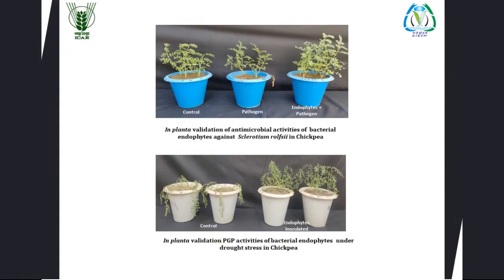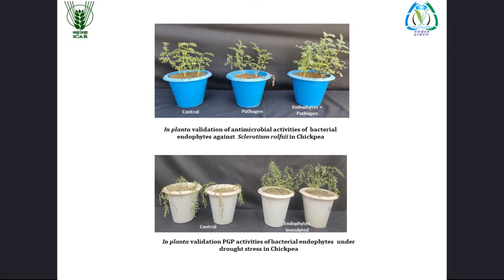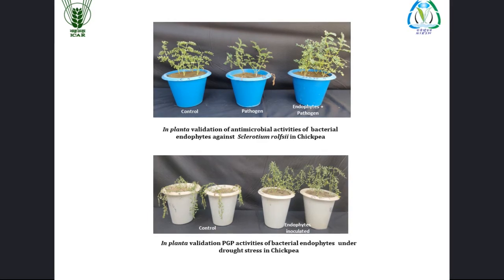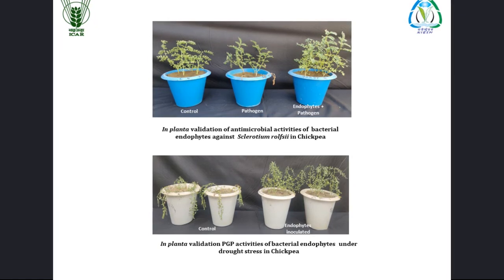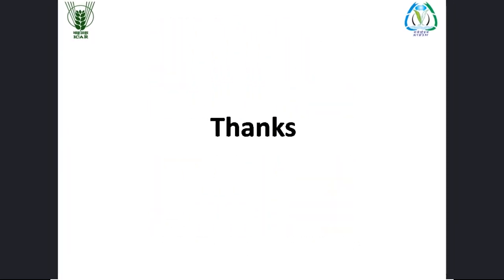to the control plant. A bacterial endophyte having PGP activities as well as antagonistic activities against Sclerotium rolfsii was validated in planta on chickpea plant. It was found that the presence of bacterial endophytes enhances the resistance against Sclerotium rolfsii and also enhances survivability of plants under drought stress. This provides a new avenue to develop multiple biotic and abiotic stress tolerant plants using bacterial endophytes. Thank you.